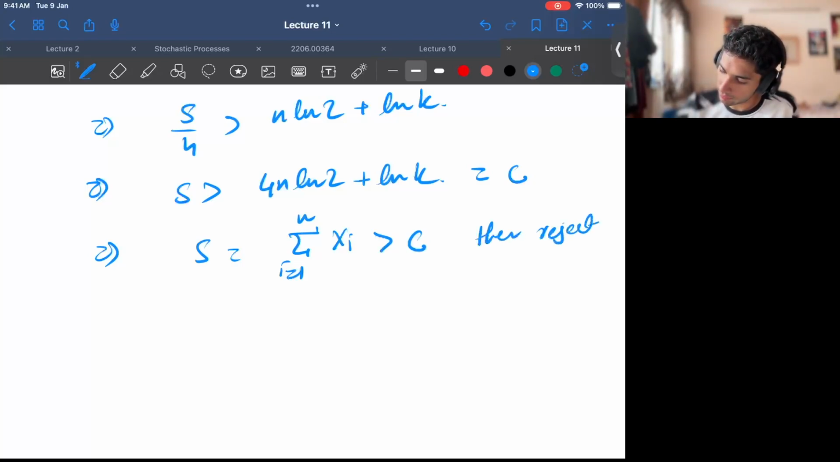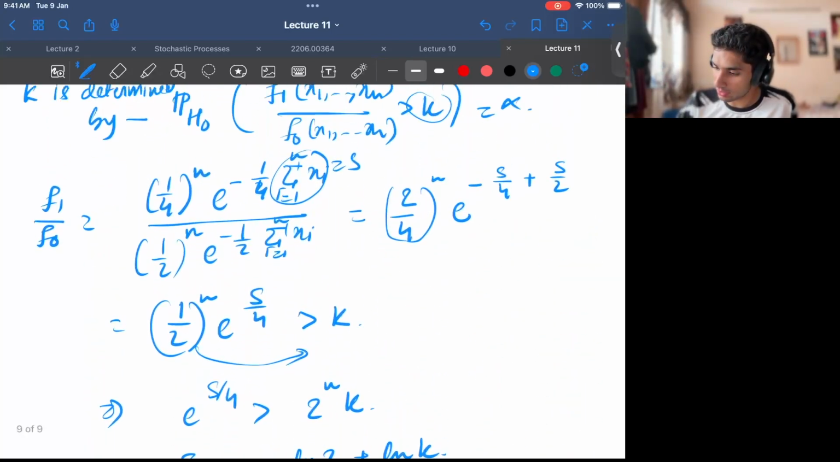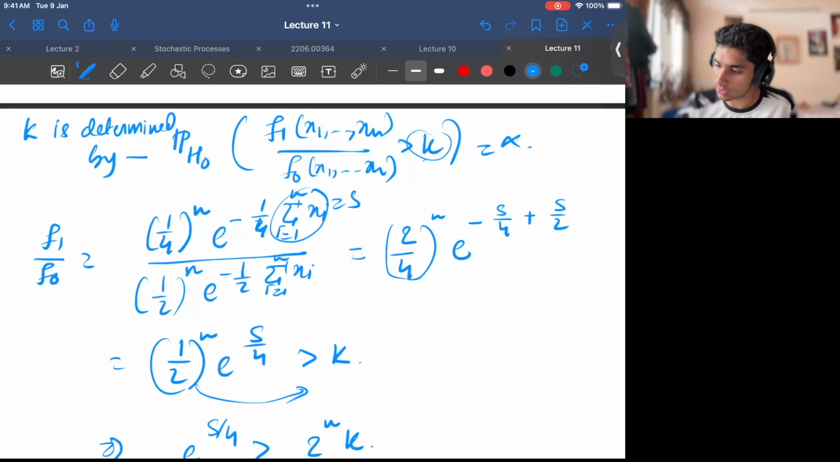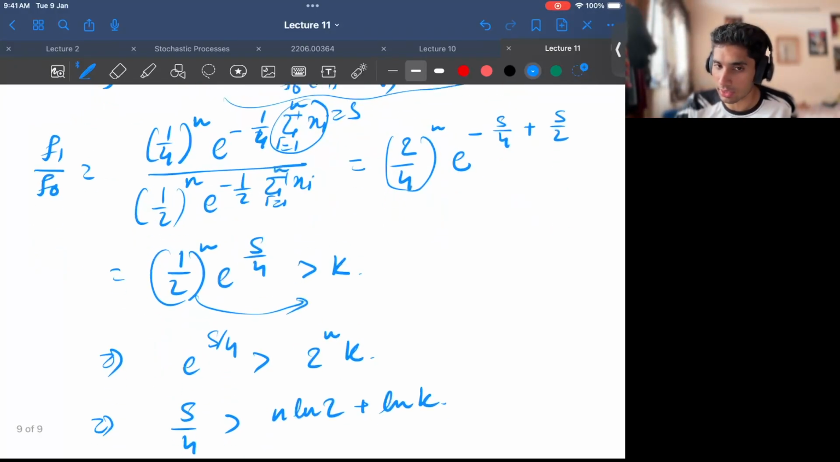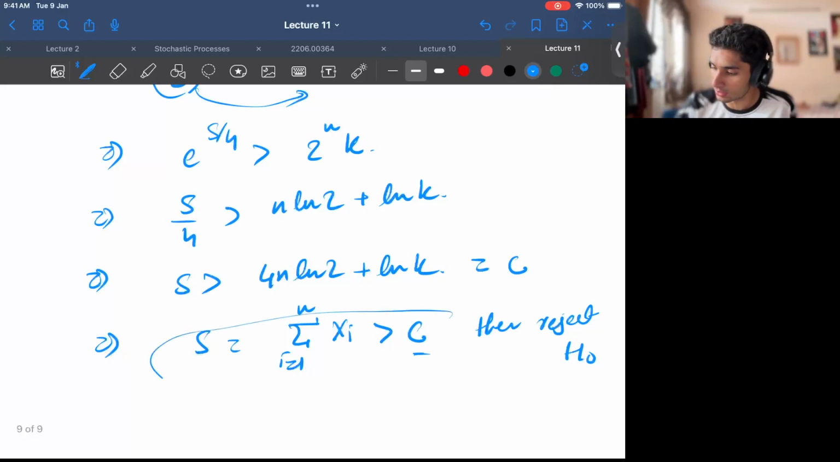Then reject H naught. So this c you can find out if you know this k, right? Since alpha was not given to us, we cannot find this thing exactly, but you can write it in terms of this thing. So this is what the expression for the most powerful test will look like. Okay. So I think this was the last question that I had.